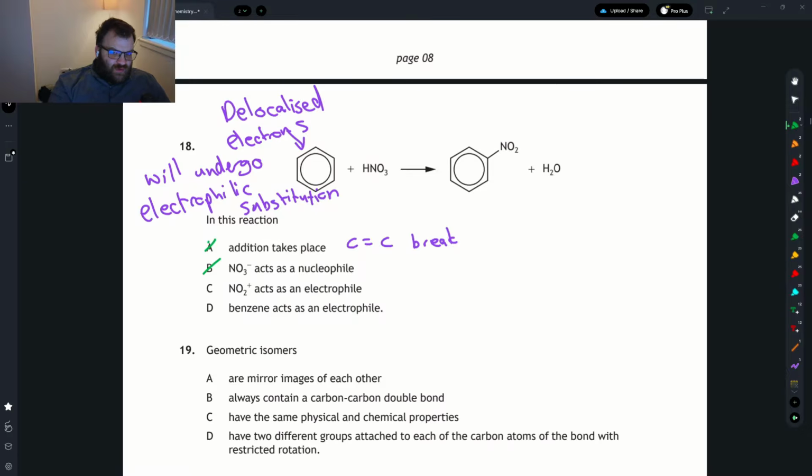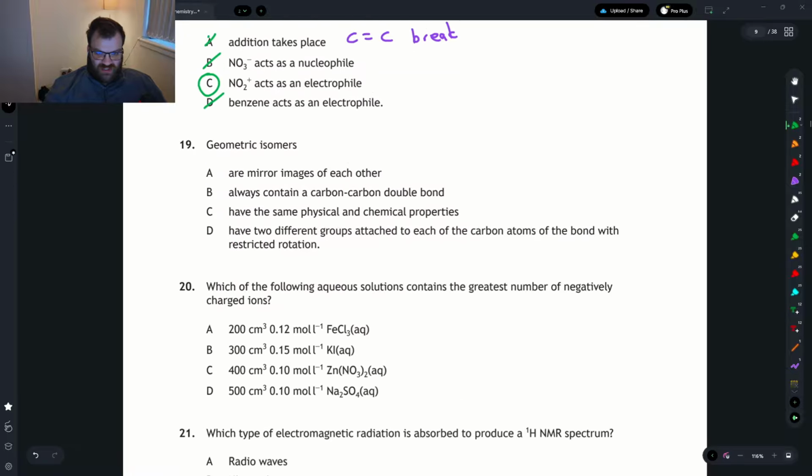The electrophile comes in and attacks onto the benzene ring. It's the NO2 that has come in and attached to the benzene ring. So the NO2 positive acts as an electrophile. Benzene undergoes electrophilic substitution. It's what the substitution is happening to, not what's doing the substitution reaction.